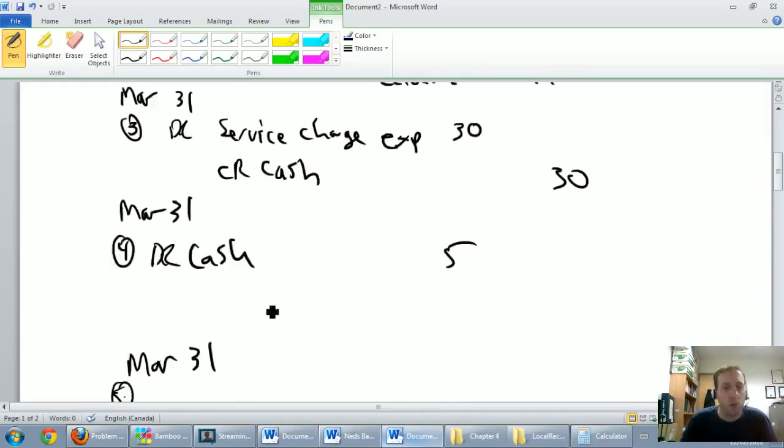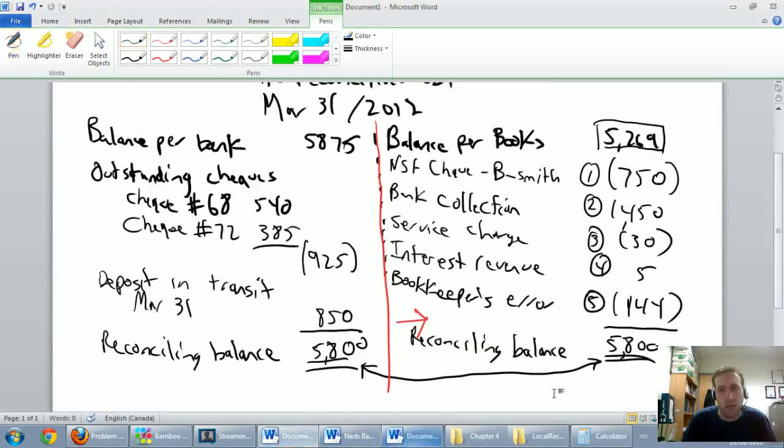Alright, on to number 4. Number 4, I remembered, I don't need to flip back. This was that interest revenue. Well, I debited cash, I got to credit interest revenue for $5. So that was an easy one, and you can see looking back to that other document, I even called it interest revenue. If expenses take a debit, revenues take a credit, so we credit interest revenue.